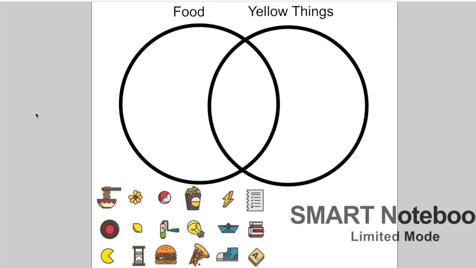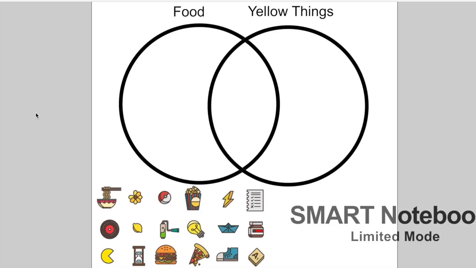Welcome to part two, and today we're talking about Venn diagrams and how they relate to prime factorization. So first we need to look at what a Venn diagram is, and we see one here with two overlapping circles. Venn diagrams show relationships between sets of information. So I want to know, out of the list of items here, which things are food and which things are yellow things. So I'm going to go ahead and classify those.